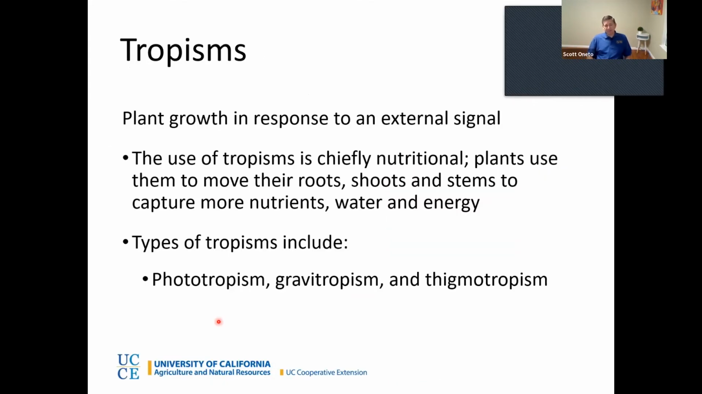Okay, I'd like to finish up today by talking a little bit about some external responses that affect growth and development. Where we just talked about internal regulators being the plant hormones, these external regulators are often referred to as tropisms. And these tropisms will cause plants to either grow differently or alter their growth to basically capture more energy, capture more water, uptake more nutrients, and many other different examples.